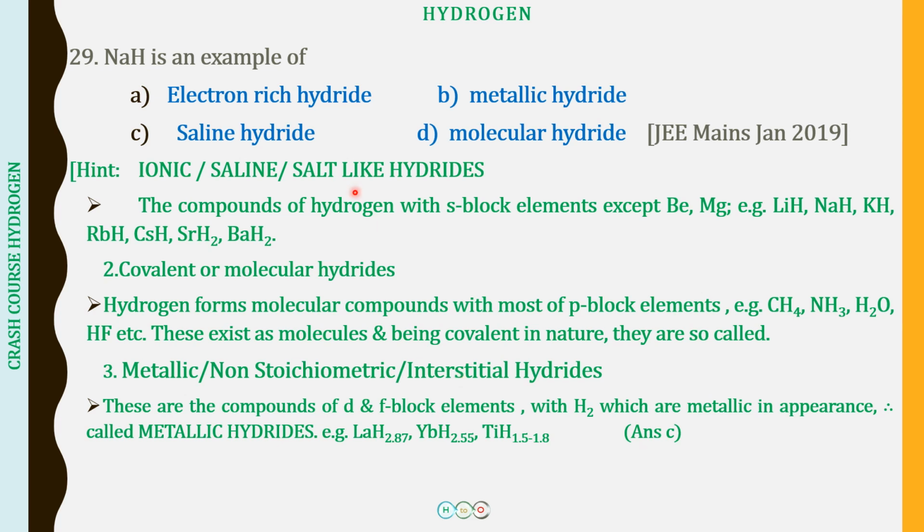Okay. So now the question is: sodium hydride, this is an example of which hydride? Sodium is an alkali metal, an s-block element. So the correct option is going to be the C choice. That is, it is a saline hydride, right? So the correct option is C.